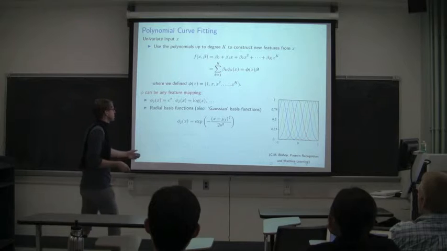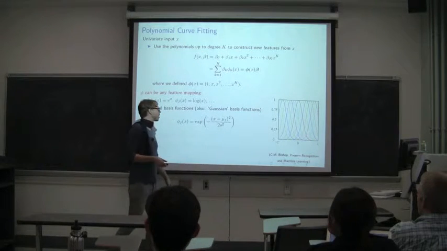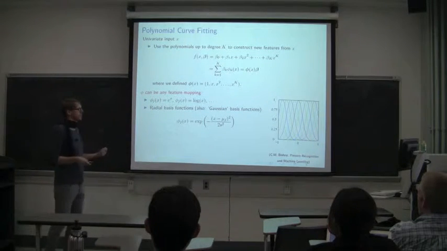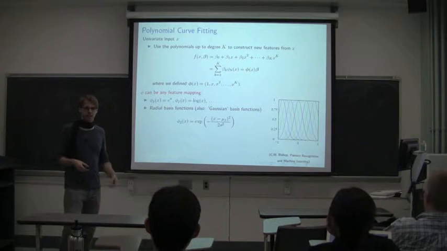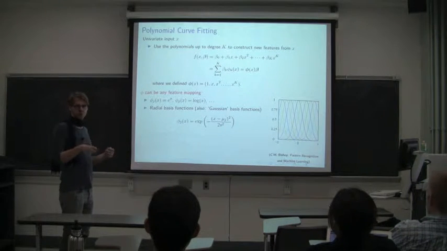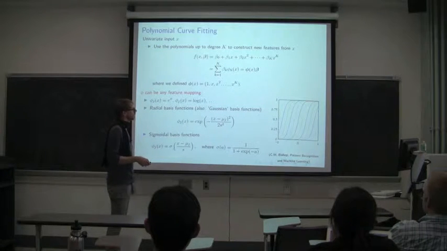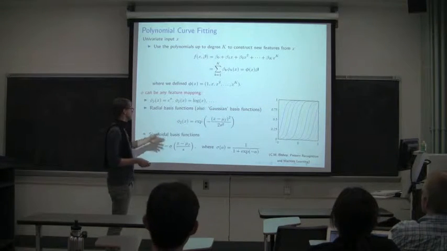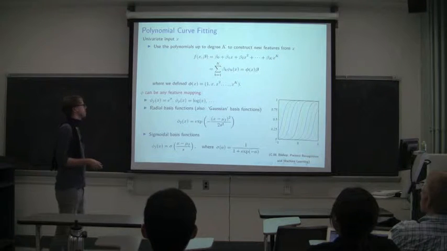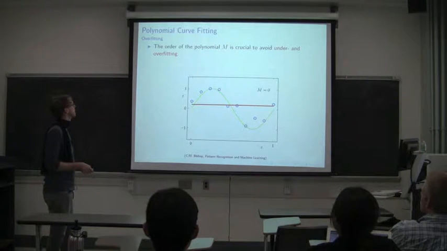For example, if you choose these Gaussian basis functions, then one thing that will happen is that the regression functions you get out of it will be very smooth. Or sigmoidal functions, which actually create an output very similar to these RBFs.